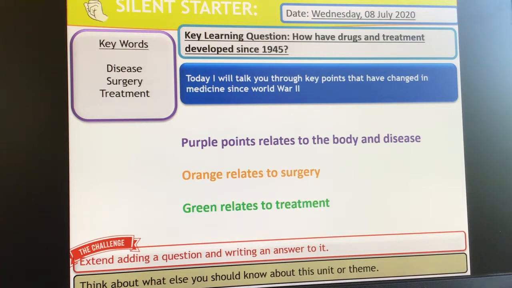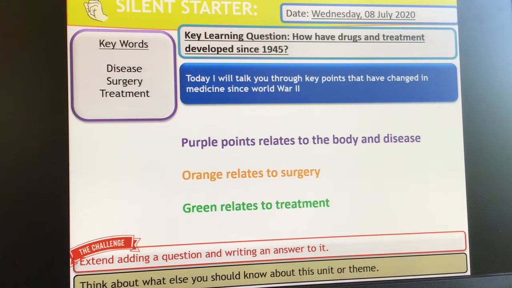So essentially I'll share this video but also the PowerPoint, so you'll be able to have a look at it. I'm just going to talk you through key points that changed in medicine since World War II. I've colour-coded them from the textbook. Purple relates to the body and disease, orange relates to surgery, and green relates to treatment. So either use those colours or three different colours if you're making notes.